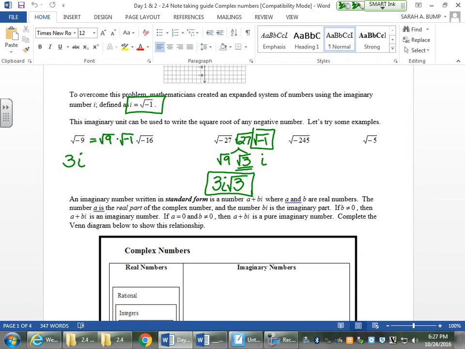For the one I skipped right here, negative is going to come out as i, and the square root of 16 is 4. So 4i is the correct answer.